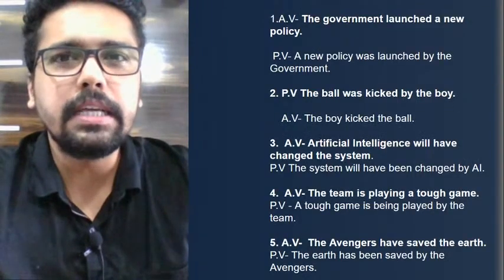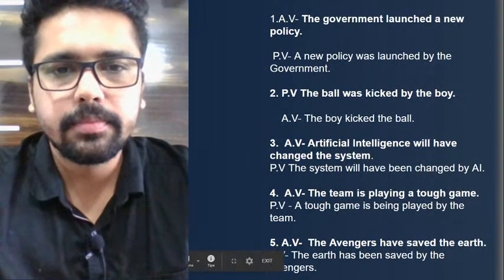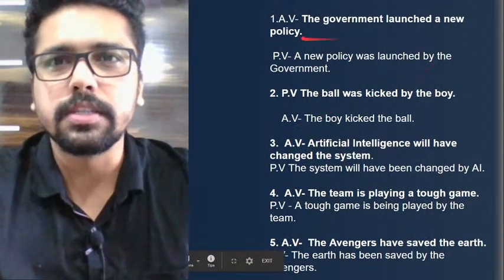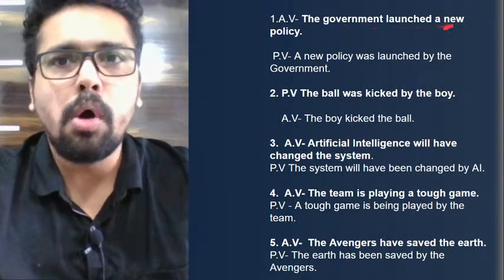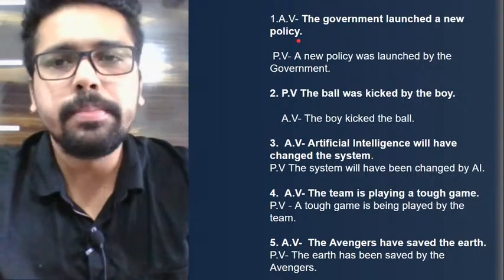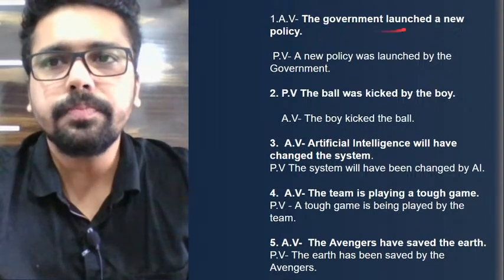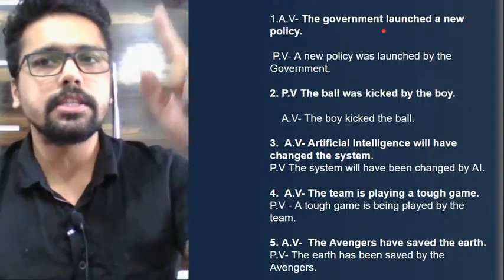Now we'll quickly see these five examples before we end the session. Look at this here. Now we'll use the song as well, of course. First of all, you see the sentence in active voice: the government launched a new policy. Now this is clearly past tense, right? Launched is past tense. Let's look at the song.